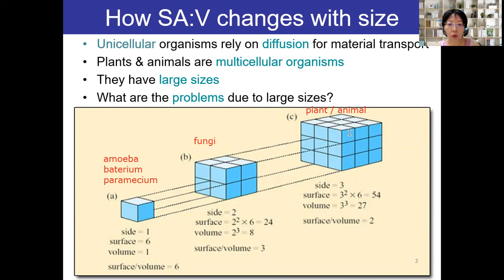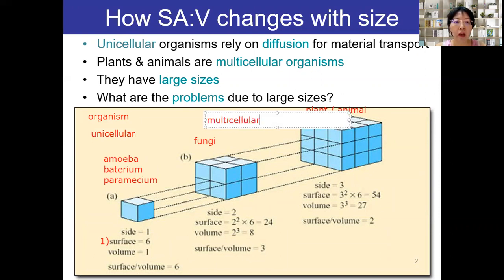Okay, all right. So what we want to do now is calculate, number 1, the surface area of this organism. So we are looking at the organism now as a whole, whether it's unicellular here, or multicellular here. Unicellular is small, whereas multicellular is bigger. Okay, so we're going to look at that.